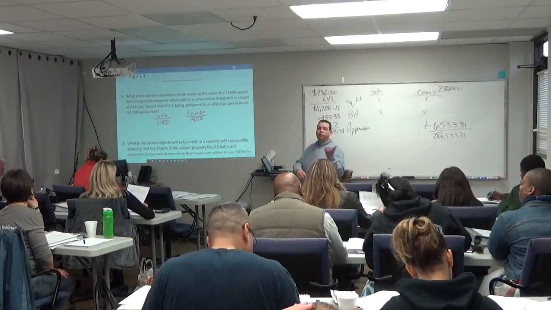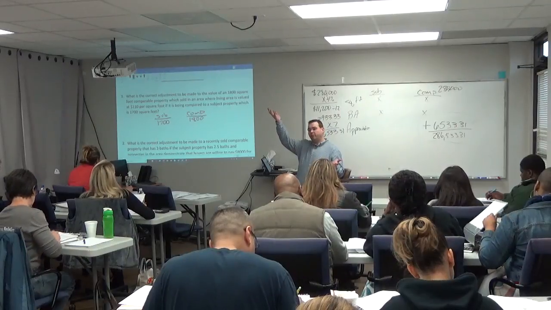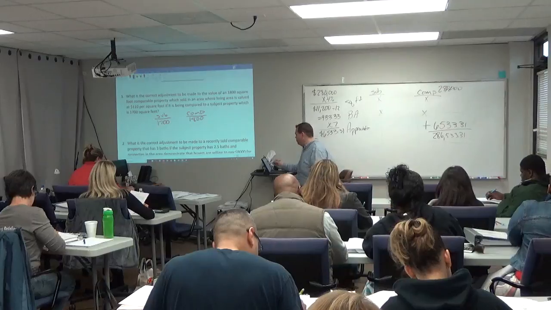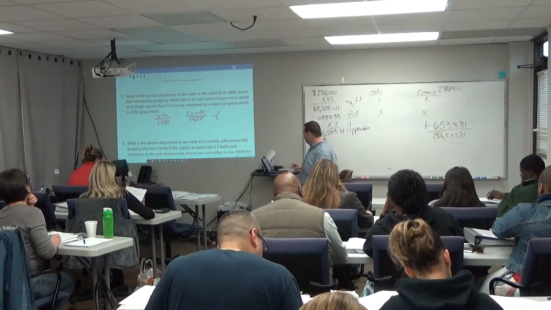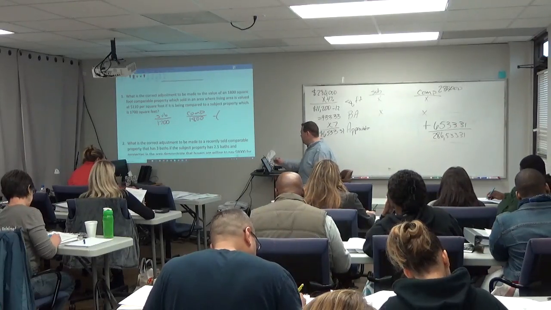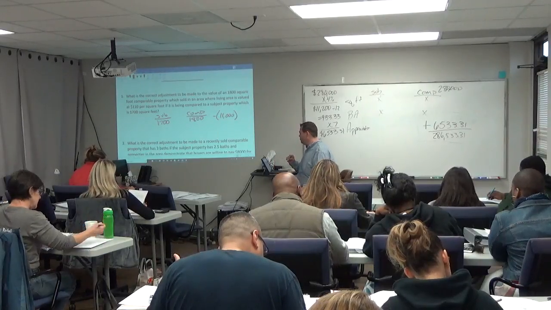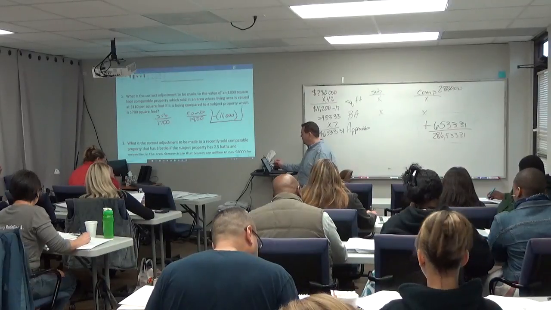All right. So subject is 1,700, comp is 1,800. So which way am I adjusting? Down. That's going to be a negative adjustment. So minus the value of 100 square feet. So that's going to be 110 times what? 100. So that's going to be minus $11,000. Does that make sense? That's my adjustment. Minus $11,000.